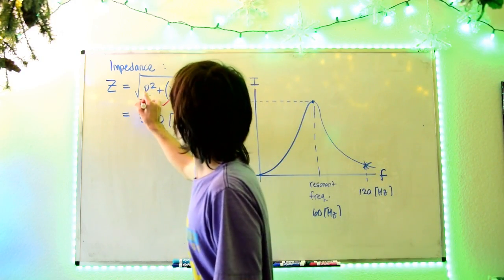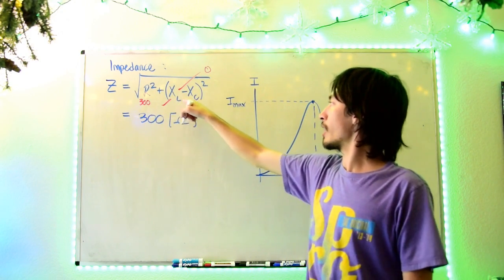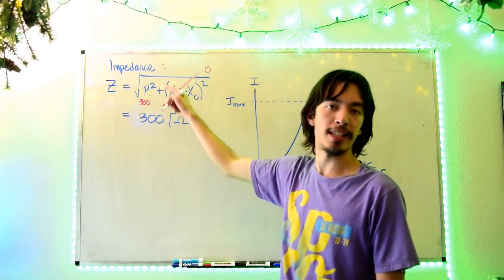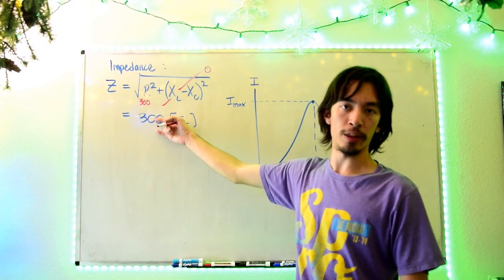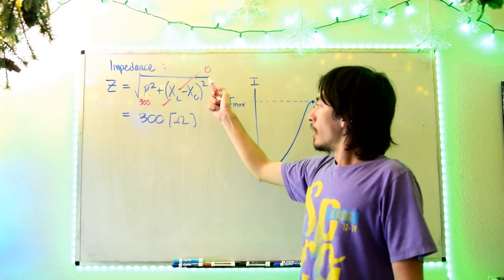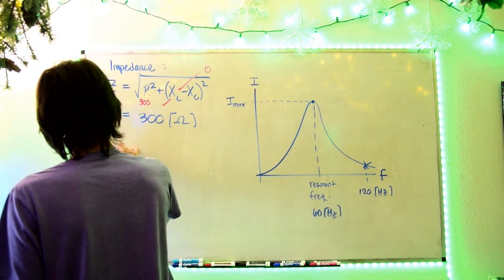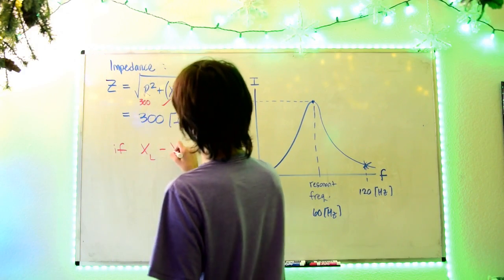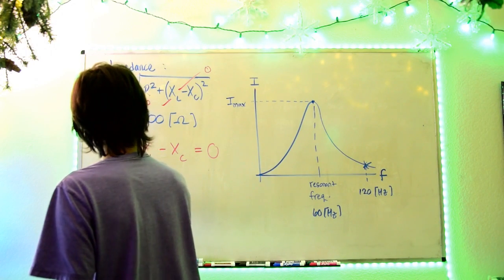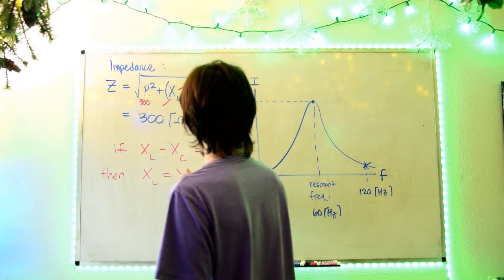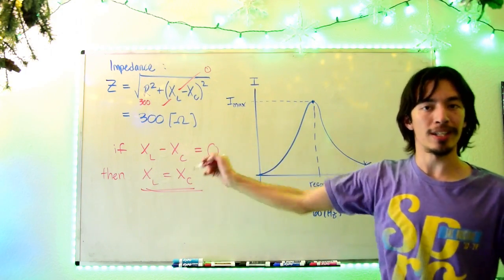Because if this one is 300 and you're getting 300 out of this, if you put any value in this parenthesis that's not 0, then you're not going to get 300. You're going to get a number larger than 300. Now, notice that this only occurs when x sub L minus x sub C is 0, that must mean that the reactances are equal to each other. Okay? And that only occurs at resonance.